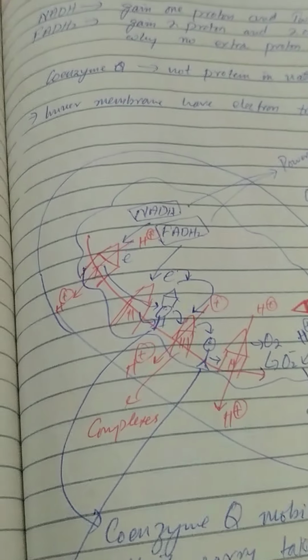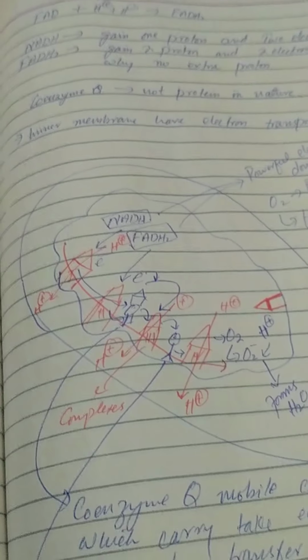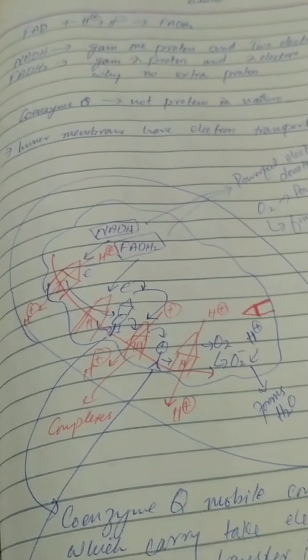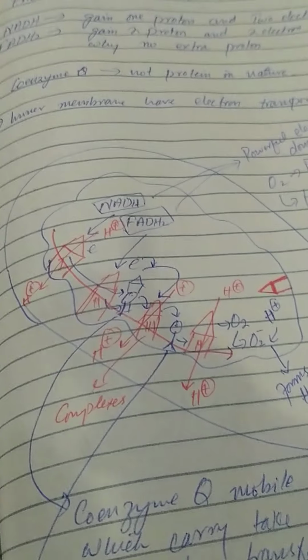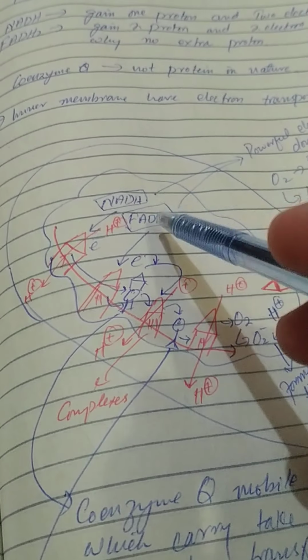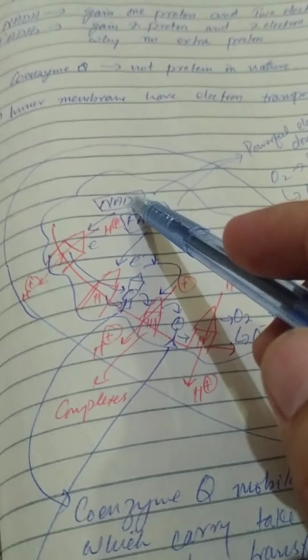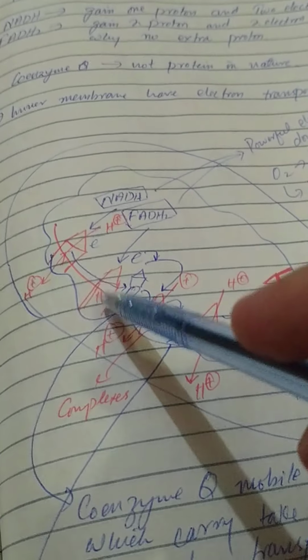Today I will give you a brief introduction of oxidative phosphorylation. What does it mean by oxidative phosphorylation? Why do we call the electron transport chain oxidative phosphorylation? First of all, we have two main powerful electron donors, NADH and FADH2. NADH mainly gives its electrons to complex 1 and FADH2 mainly gives its electrons to complex 2.